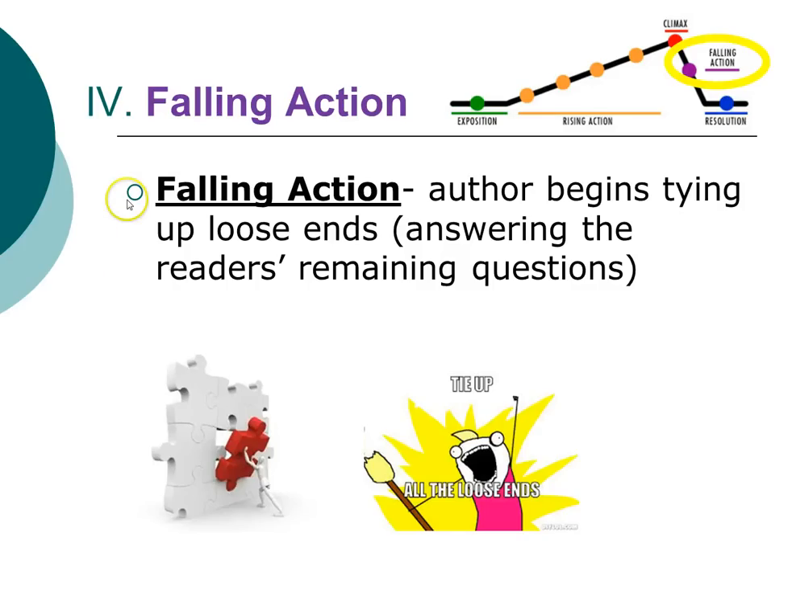The falling action occurs immediately after the climax, and it's where the author begins tying up the loose ends. They try to answer the reader's remaining questions. So you see in the illustration at the bottom, the person is putting in their missing puzzle piece. This is where any minor plot points will be wrapped up before the very end of the story. Or at least you hope that the author does this, otherwise you end up being very frustrated in some cases, like this little cartoon.